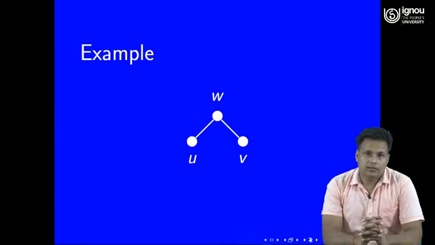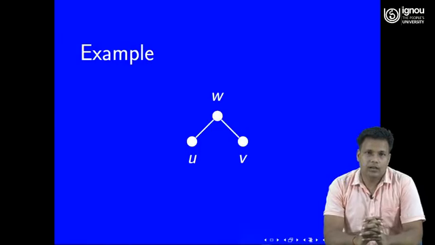For example, in this graph, you can see that W is a neighbor of both u as well as v. However, u and v are not neighbors of each other.